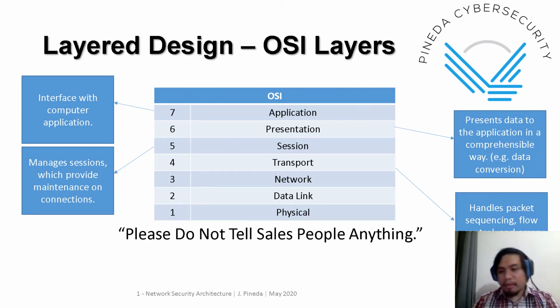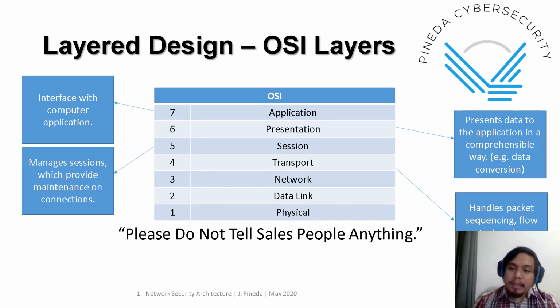So, just to give you a summary, application layer, layer 7, is the actual interface with the computer application. So the user will be seeing graphics, will be seeing text that is already translated from bits and bytes and pulses from physical.